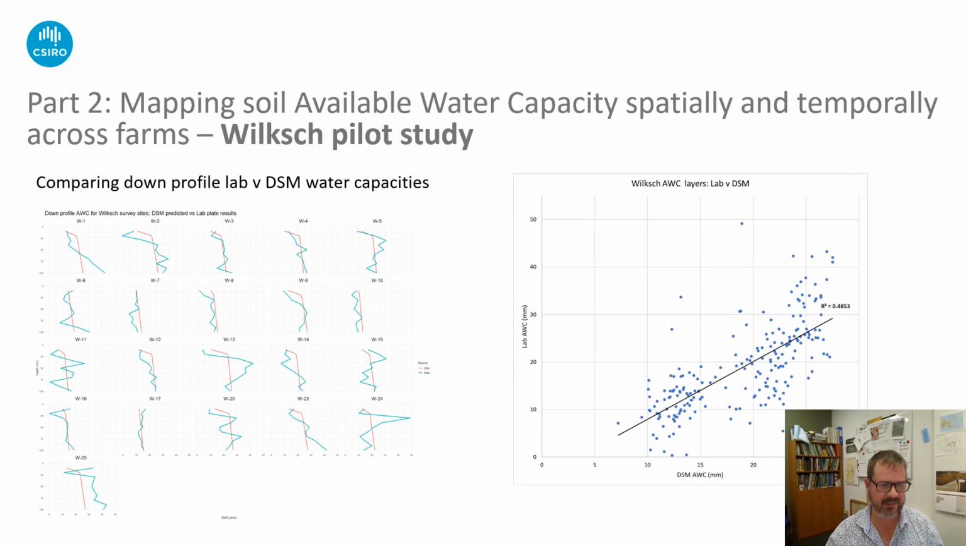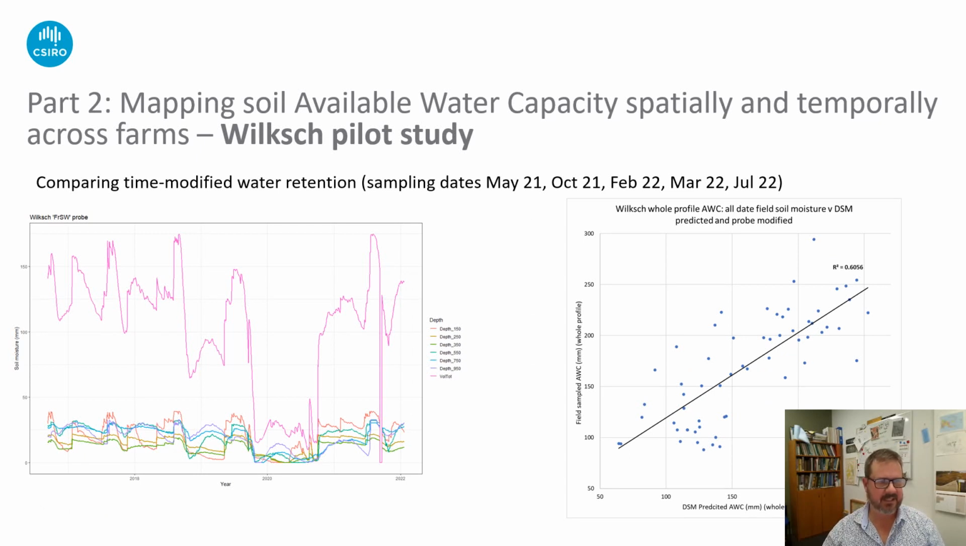Even this one seems to be predicting better. And indeed, when we plot these depths against each other, the predicted versus the lab, we're getting a pretty strong R-square of 0.48. Call it 0.5. So the reality is it's predicting quite well.